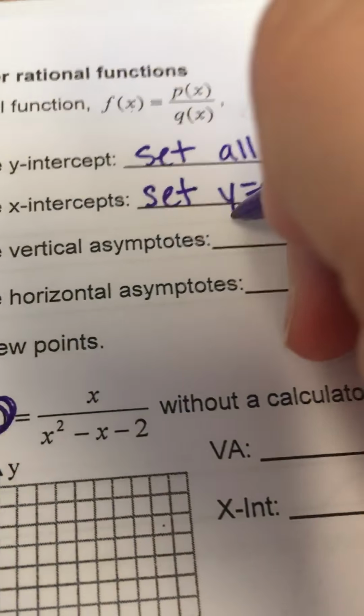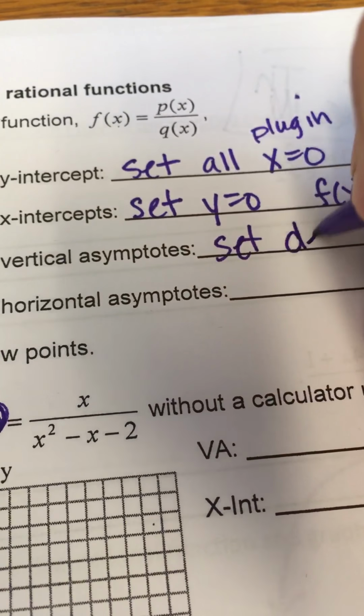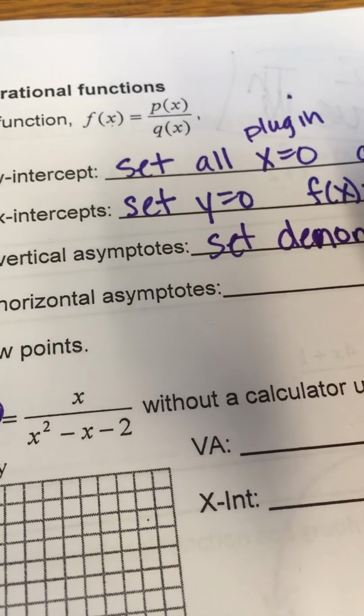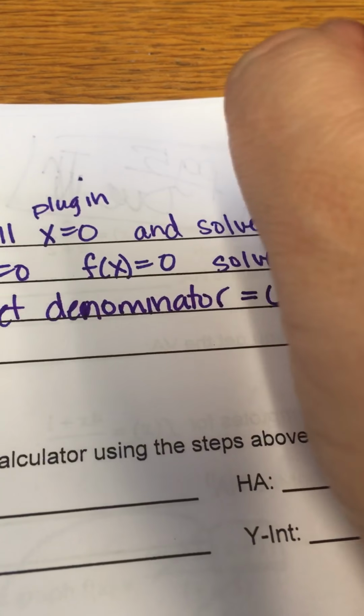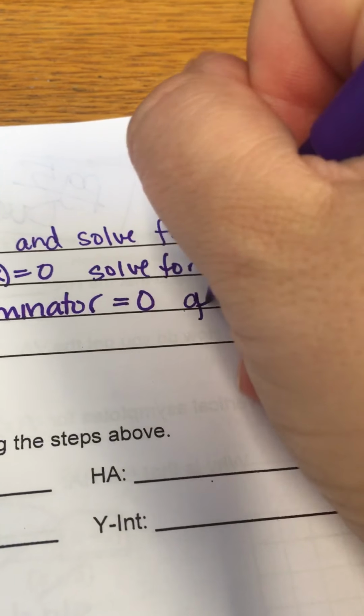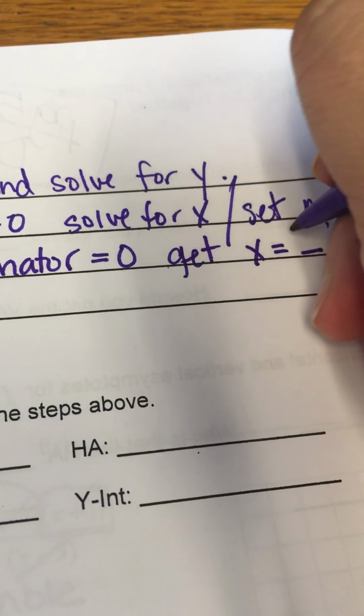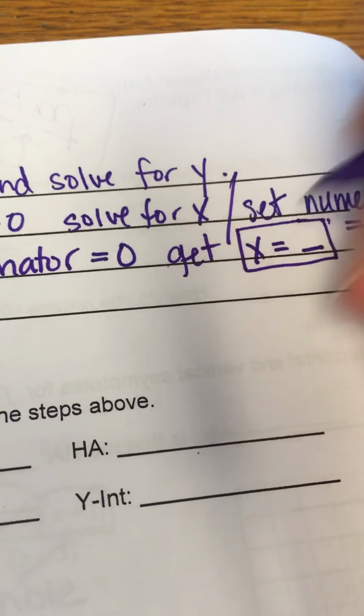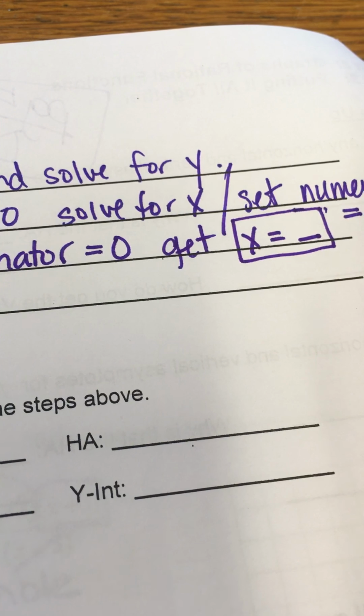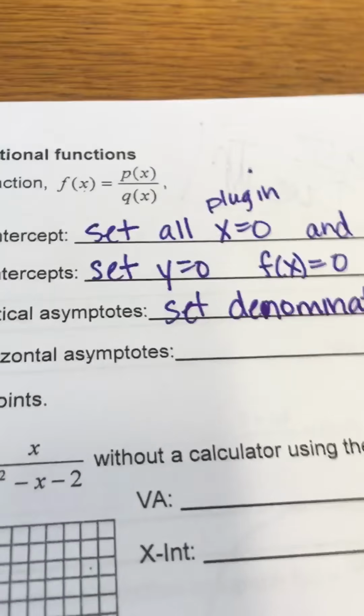The vertical asymptote: set the denominator equal to 0 and get x equals whatever the number is. Make sure in the asymptote you have the equation x equals for verticals.